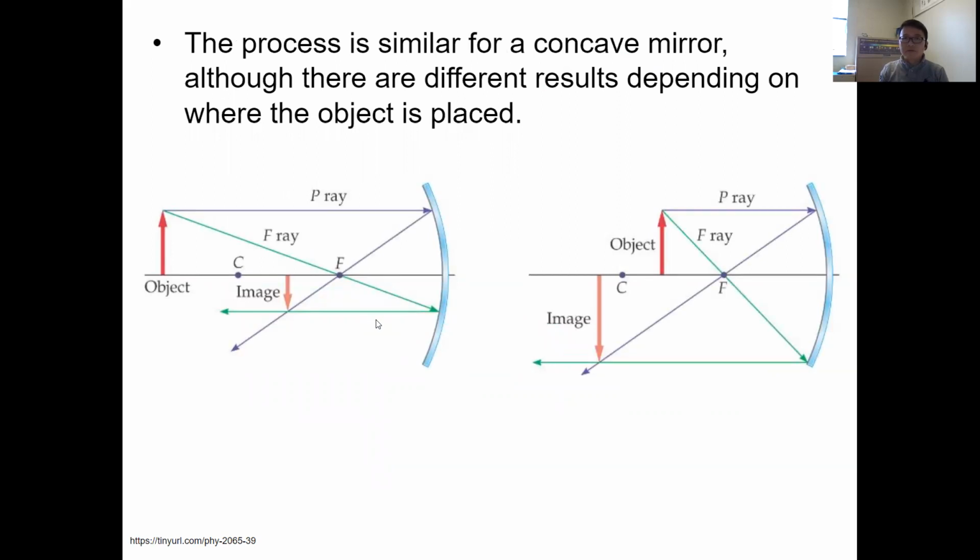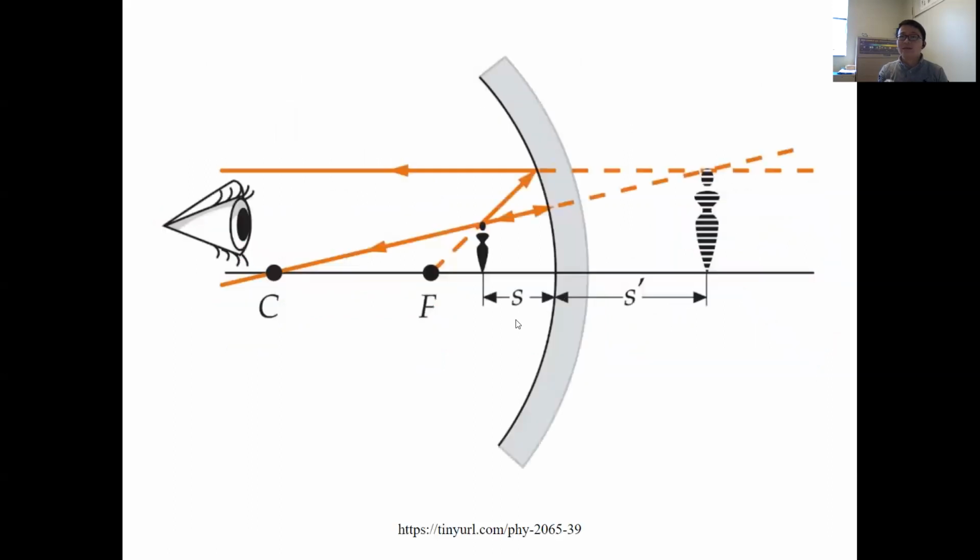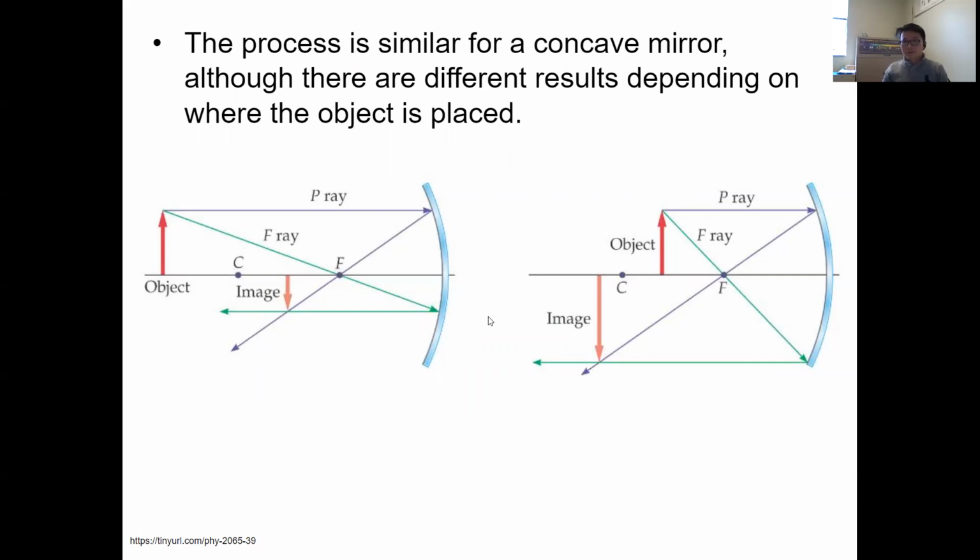For concave mirrors, there are different scenarios depending on where your object is. Then you get images that differ in size and also in type. Sometimes you get a reduced image, which means the image is smaller than the object. Sometimes you get an enlarged image, which means the image is greater than the object. And sometimes you actually get a virtual image, which means it's not a real image. So let's take a look at each of these three scenarios one by one.